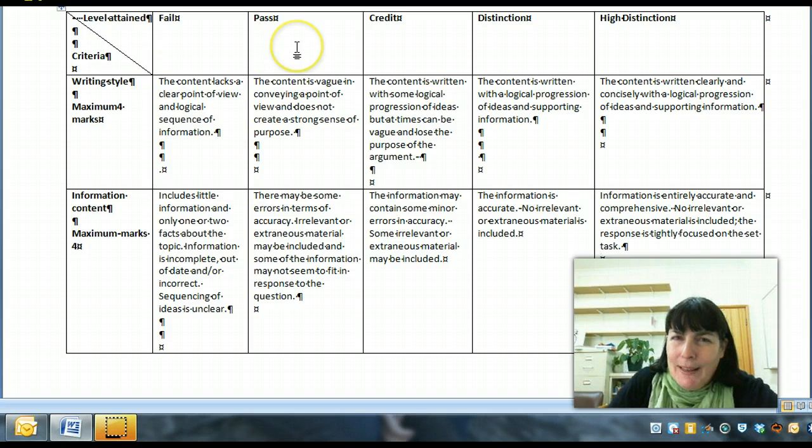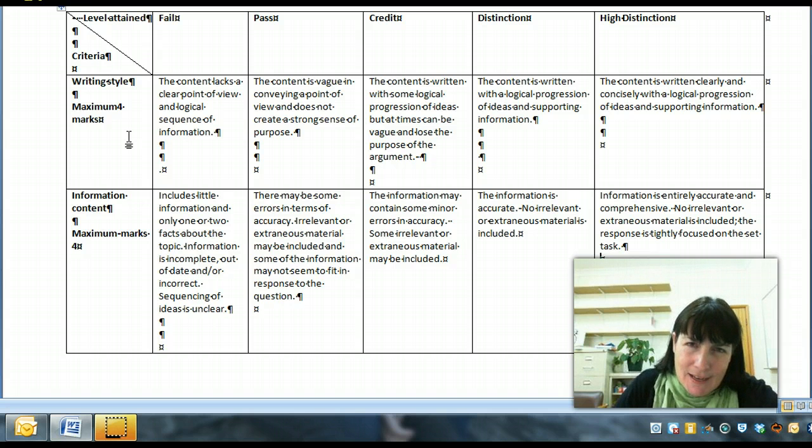So that's the first thing. They are the 2 main criteria I'm going to use. I'll come to the other 2 in a minute, but these are the 2: 8 out of 10 marks go to what you're saying and how you're saying it, if you like to think of it that way.